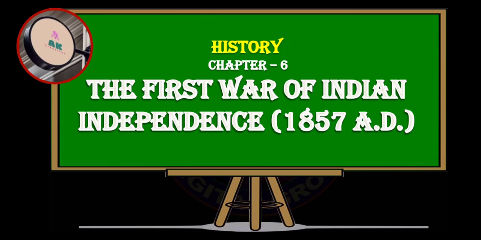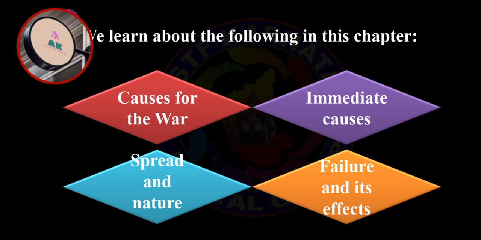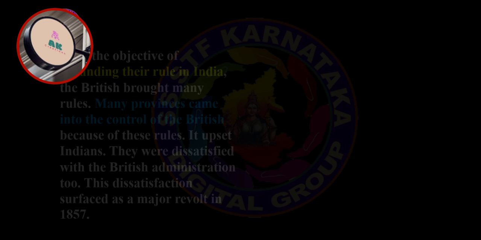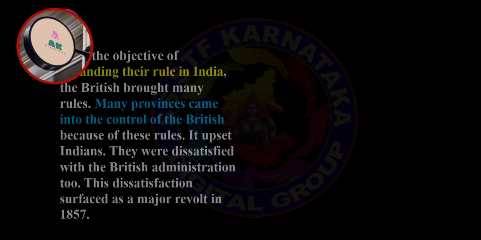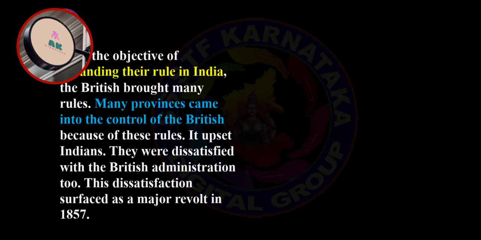The first war of Indian independence. In this lesson we are going to learn about the reasons, that is, the causes for the war, the immediate cause, spread and nature, failure and its effect. Now, what was the objective of the British rule in India?